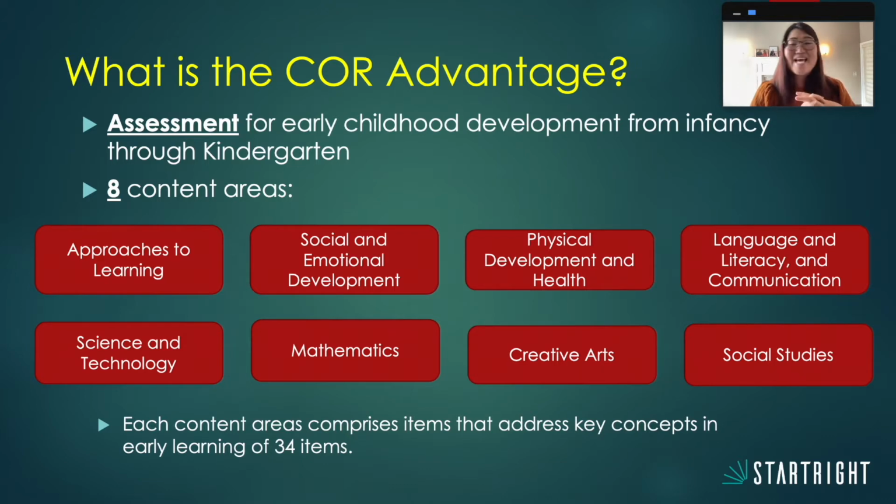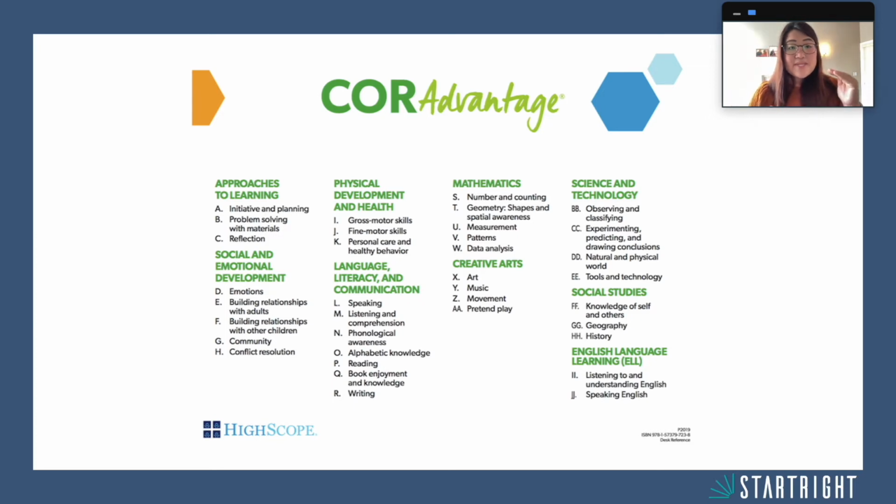8 content areas, and they are approaches to learning, social and emotional development, physical development and health, language and literacy and communication, science and technology, mathematics, creative arts, social studies. And each content area comprises items that address key concepts in early learning of 34 items. So these are the main headers in your categories, and then you will see so what I read just now is approaches to learning, social emotional development, and then the little items A, B, C, D, E, F, G, H, I, J, K, all the way until J, J.